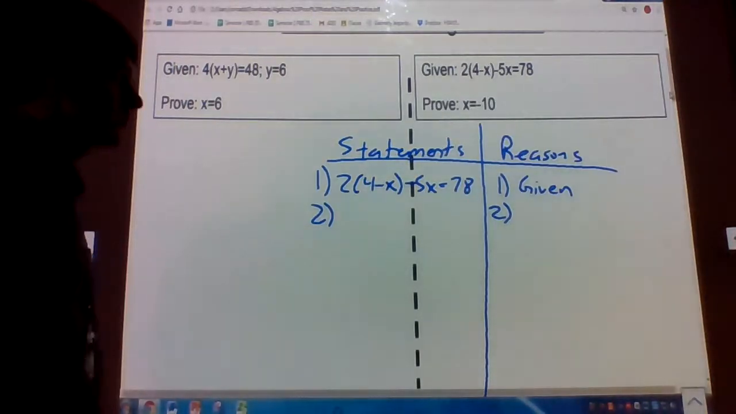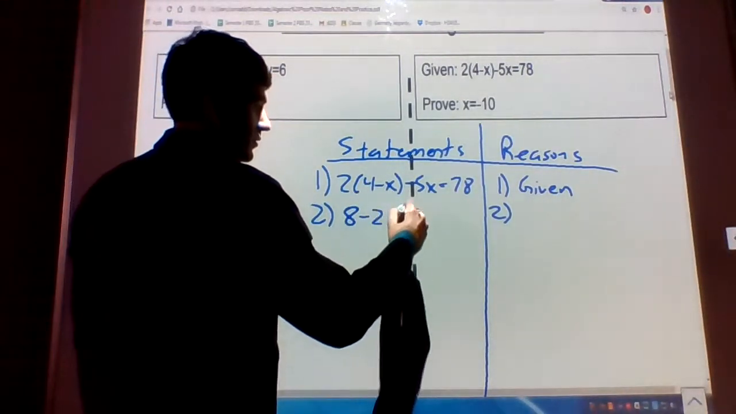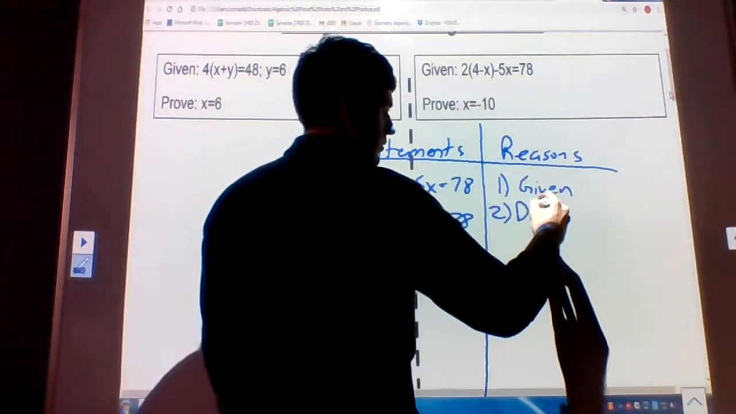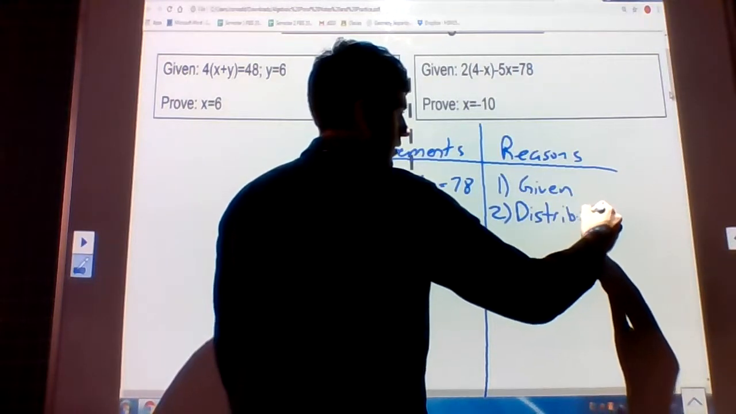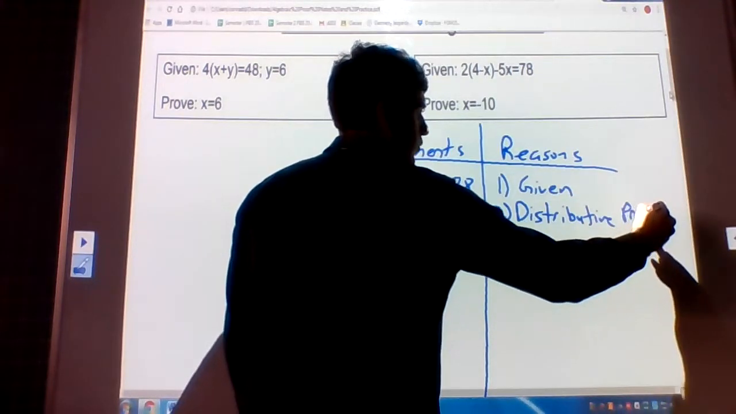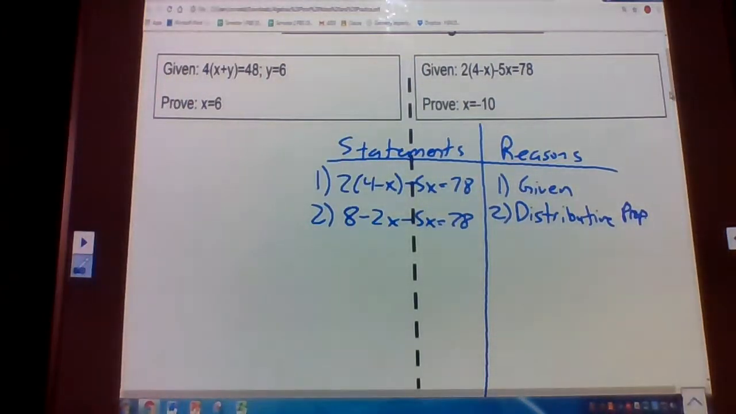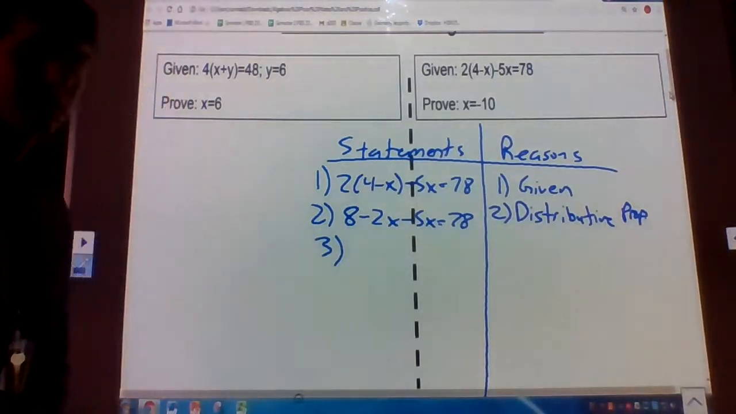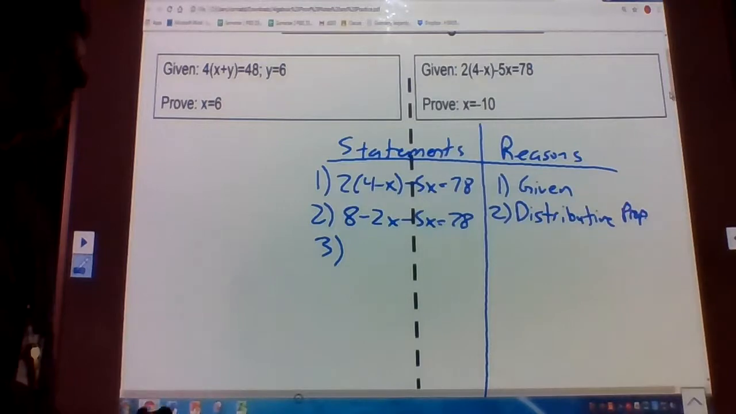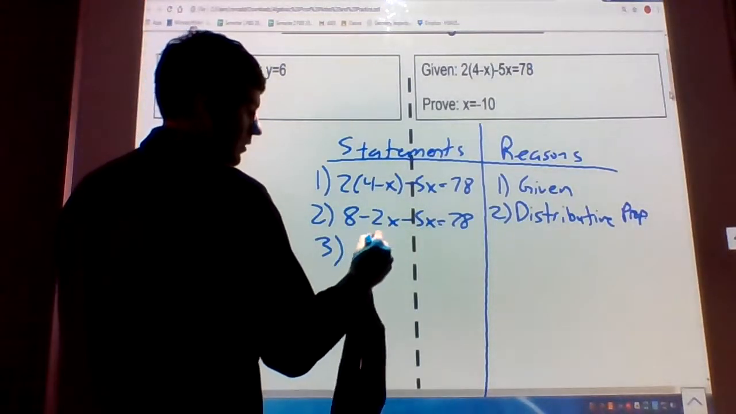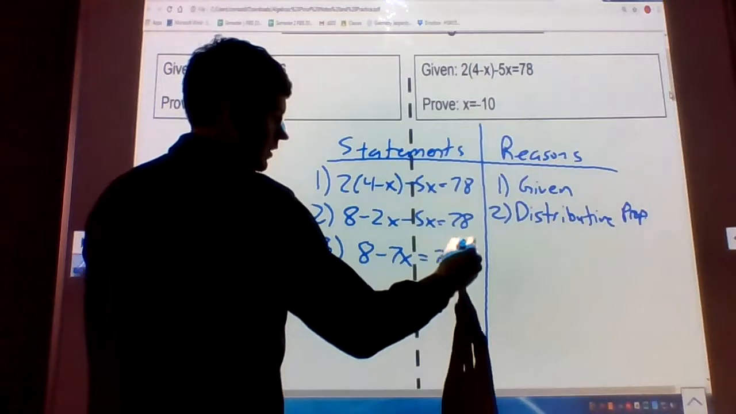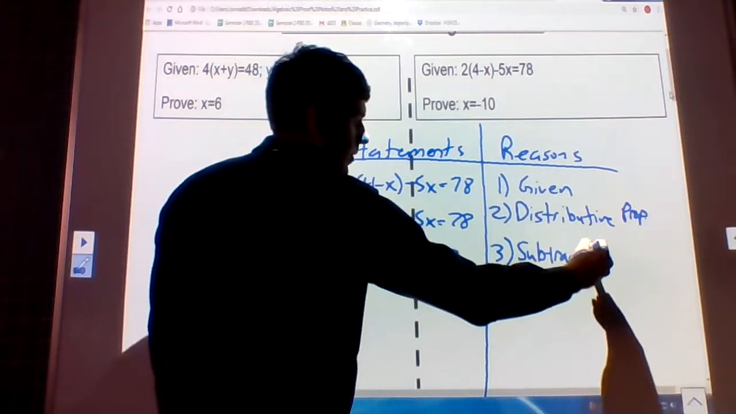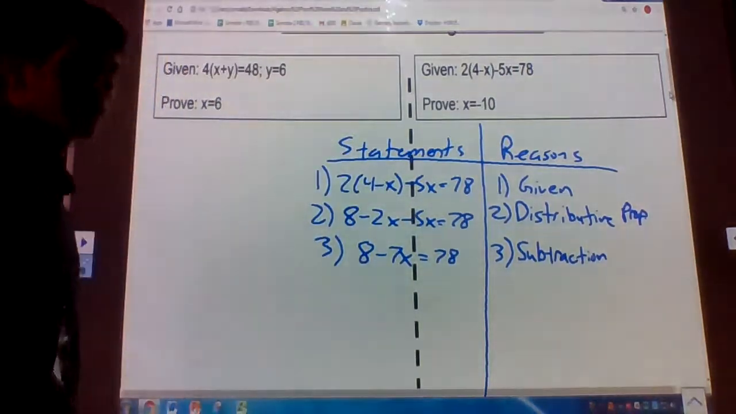So first thing we're going to want to do here is distribute. So we're going to get 8 minus 2x minus 5x equals 78. Okay, and that is distributive property. We can subtract these two. So again, we're just using the term combine like terms as a shortcut. But really what we're doing is subtracting. So we get 8 minus 7x equals 78, and that is addition or subtraction. Right, you can think of it as adding a negative or subtraction.